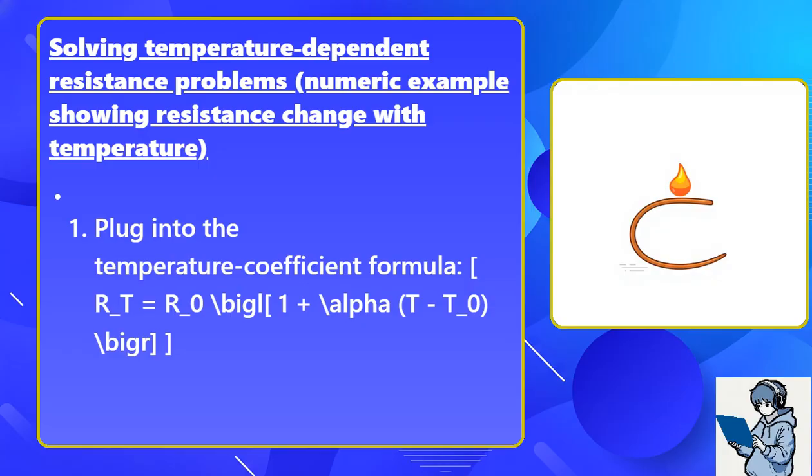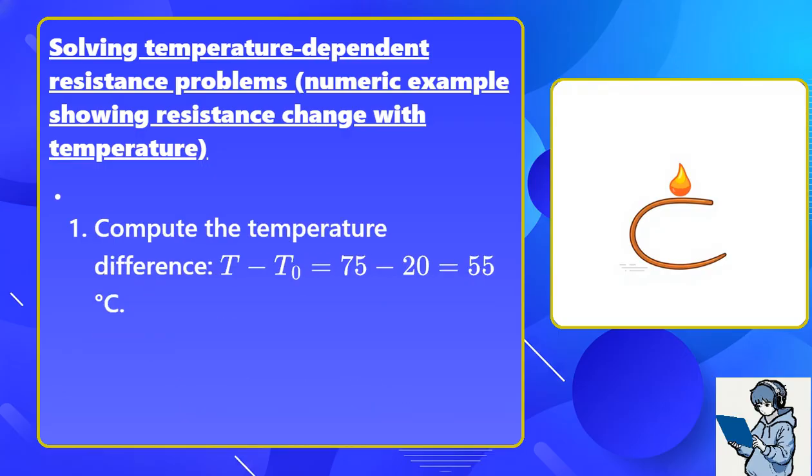Step 2. Plug into the temperature coefficient formula. R sub T equals R sub 0 times open bracket 1 plus alpha times open bracket T minus T sub 0 close bracket close bracket. R sub 75 equals 10 times open bracket 1 plus 0.00393 times open bracket 75 minus 20 close bracket close bracket. Step 3. Compute the temperature difference. T minus T sub 0 equals 75 minus 20 equals 55 degrees Celsius.